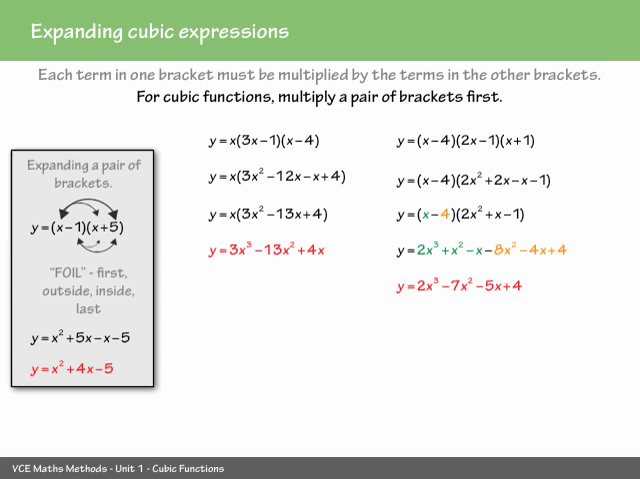We simplify by grouping the terms. There's the x squared terms we can group and the x terms we can group. And this is our final result: y equals 2x cubed take 7x squared take 5x plus 4.